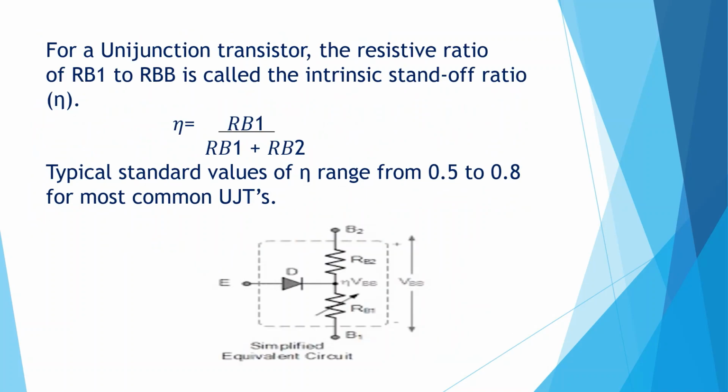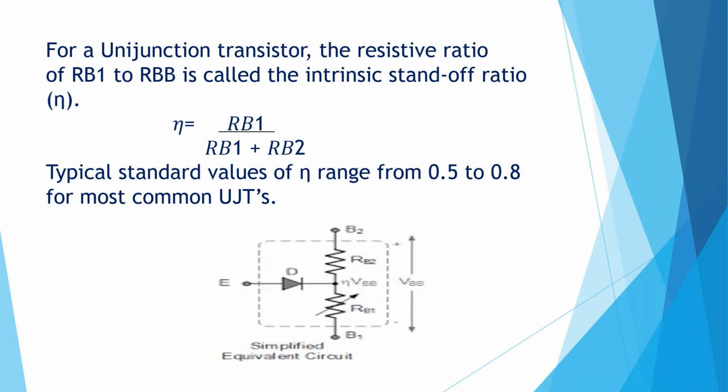For a unijunction transistor, the resistive ratio of RB1 to RBB, that is the total resistance between base 1 and base 2, is called the intrinsic standoff ratio, which I have already specified. Eta is RB1 upon RB1 plus RB2, and the typical standard value of eta ranges from 0.5 to 0.8 for most common UJTs. Basically, what we are trying to understand is the voltage drop across RB1. It will be eta multiplied by VBB, the total potential which has been applied.